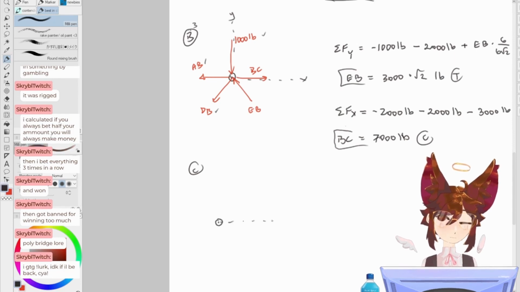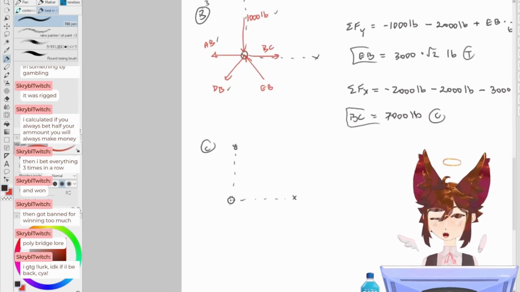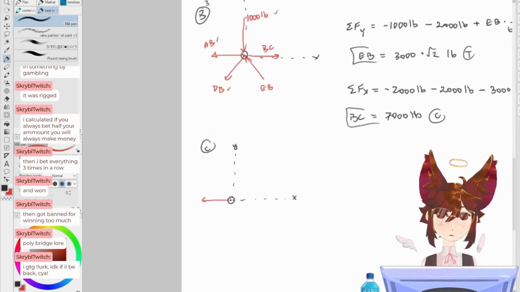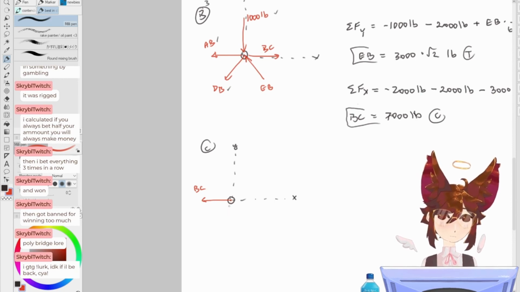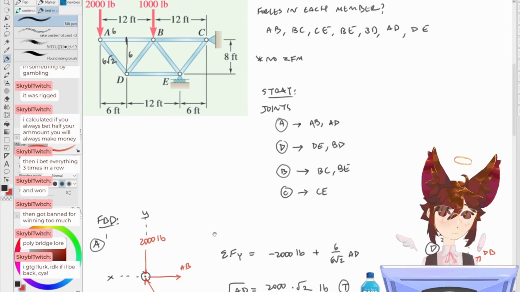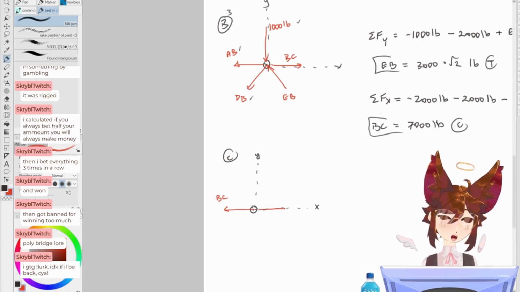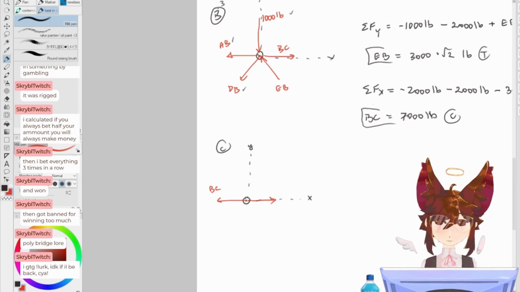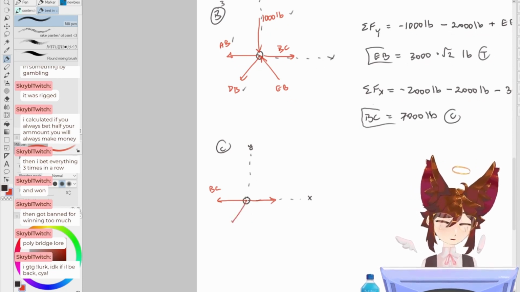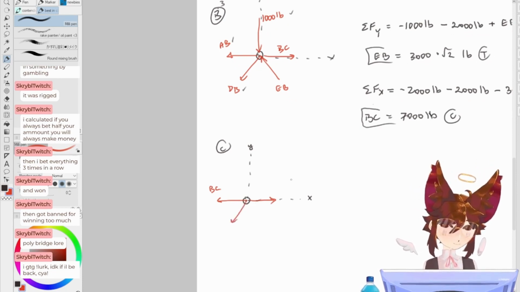Little duder there. Y, X. I think C goes this way, right? So BC, that'll be pulling. And then this one. Well, so there's a normal force too. That'll be pushing. I mean, I guess it shouldn't push. I don't know, it can kind of do whatever it wants. We'll figure it out. Uh-oh. Wait, I just realized, I think we might actually need to figure out this normal force.